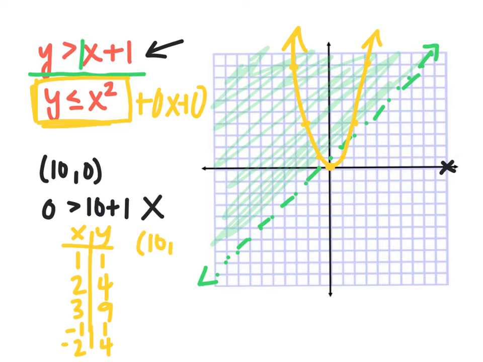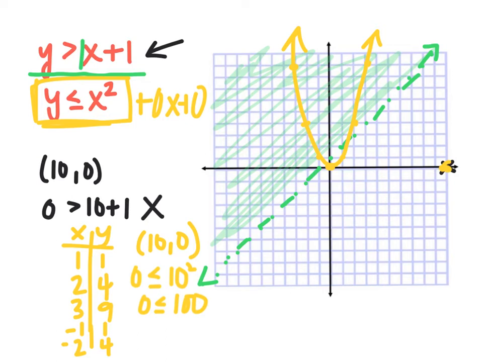So I'm going to test 10 comma 0 in this bottom inequality, this one right here. So I'm going to take, instead of a y, I'm going to put a 0 because I'm testing 10 comma 0. So I'm going to say 0, is that less than or equal to 10 squared? Well, 0 is definitely less than or equal to 100. So the points out here for my yellow one do work.